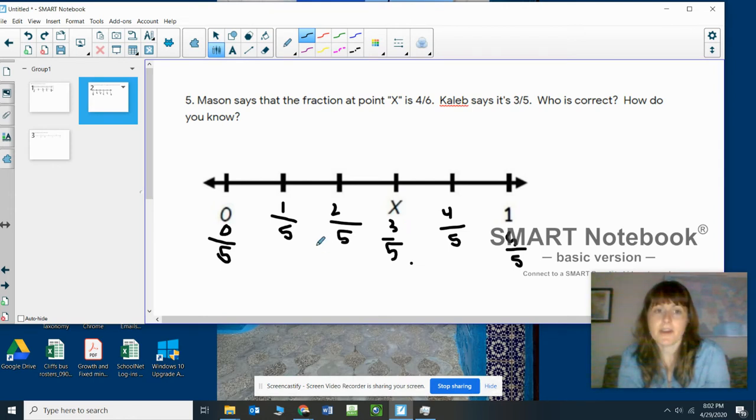So Mason's error was that he counted the lines instead of the spaces. So he counted 1, 2, 3, 4, 5, 6 lines, but that's not in fact our fraction. So Caleb was correct in counting those spaces. Our number line is partitioned into 5 equal parts. Nice job on that one.